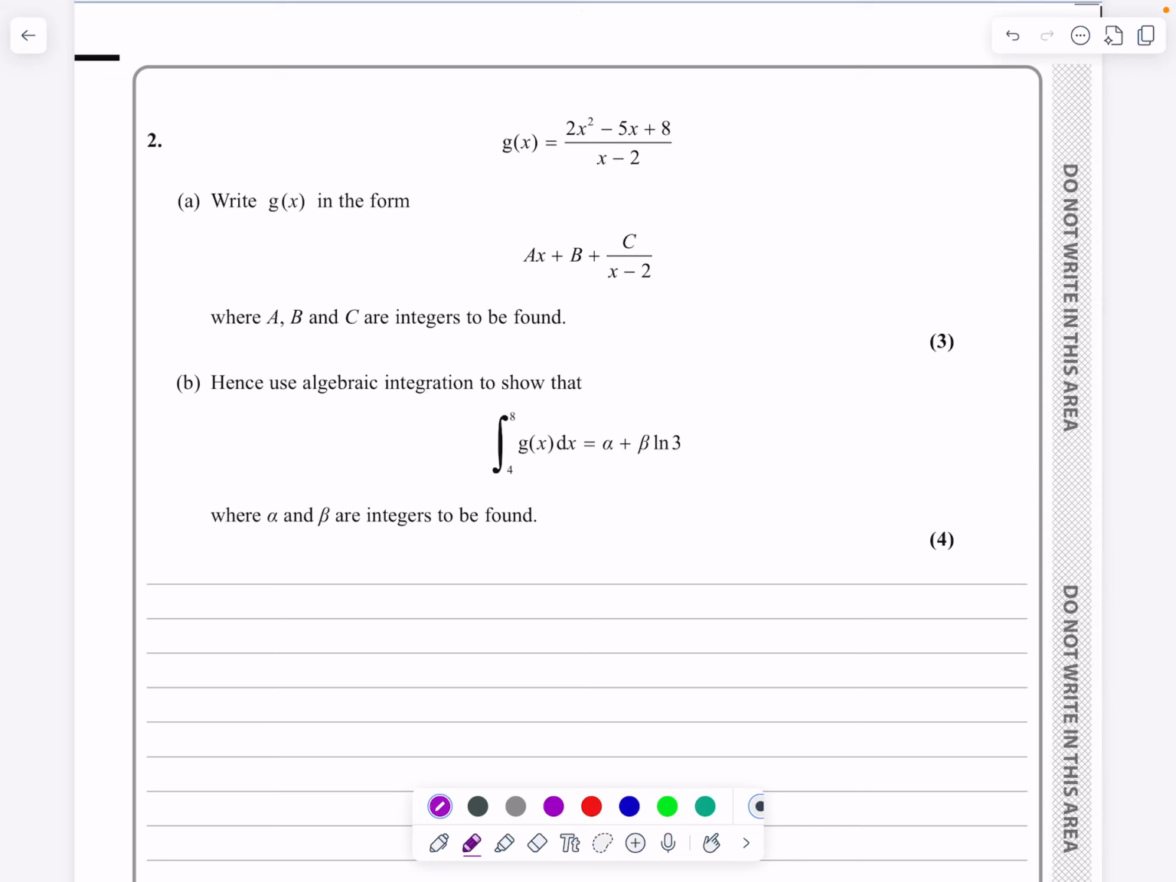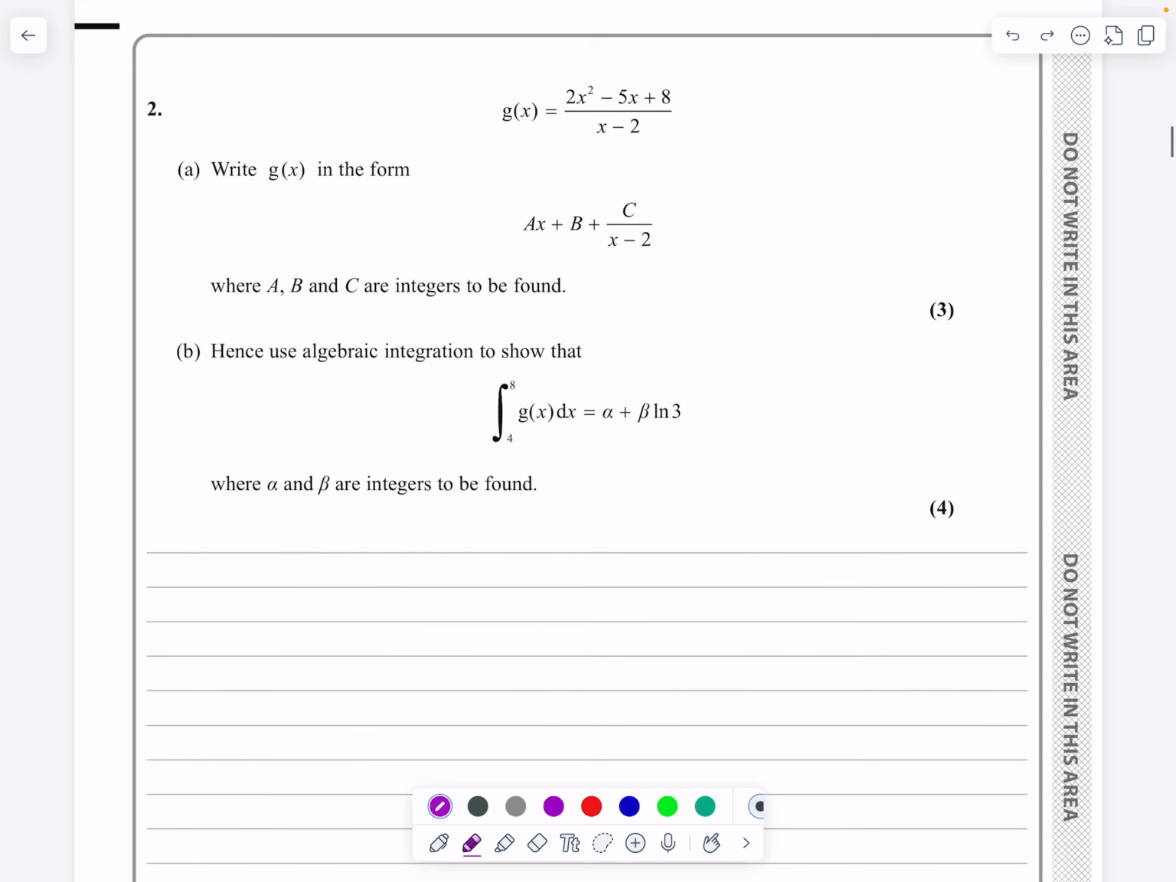Okay, this is the P3 paper from June 2024. It's question number 2, and this is an algebraic methods question. We've got some algebraic fractions to look at, and then after that we've got some integrating to do, which it looks like it's going to end up with a log function. But let's look at part A first of all.